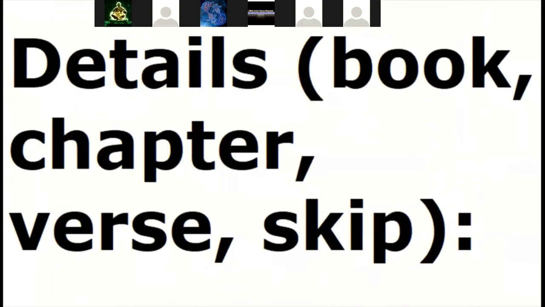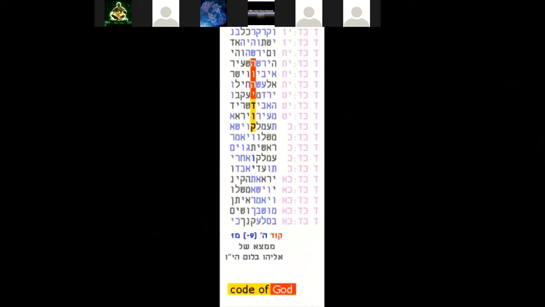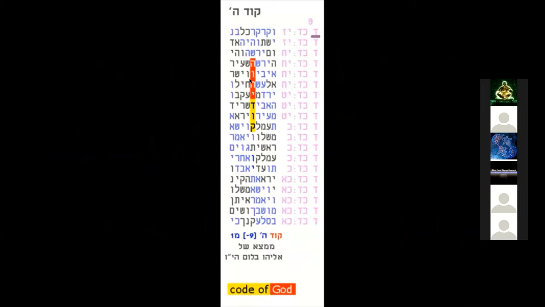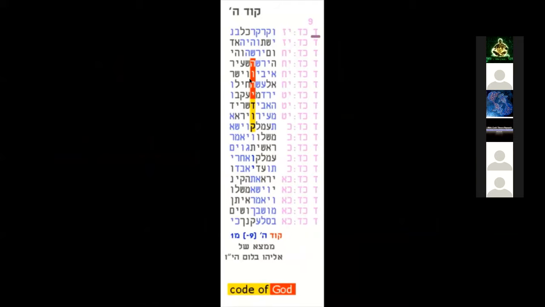So I'm going to throw in a few details, because when you look at some of these codes, I don't want you to be mystified by some of the symbols. Here is code of God. And this Dalet here is the fourth letter of the Aleph Beit in Hebrew. And it means the fourth book of the five books of the Torah. So that's the book of Numbers.